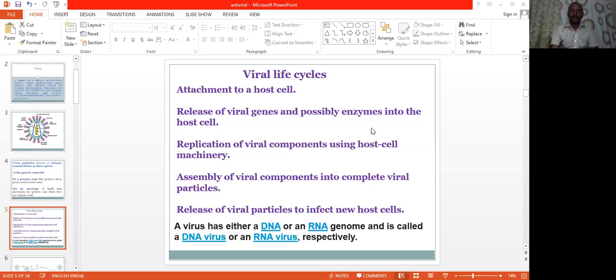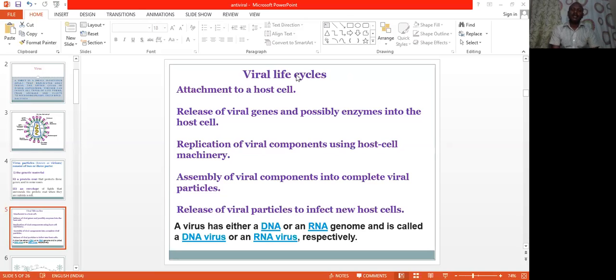Next, as I told you, based on the genetic material, you can broadly classify viruses into two types: either a DNA virus or an RNA virus. DNA virus has deoxyribonucleic acid, RNA virus has ribonucleic acid. This is the basic difference, and these are the broad classifications based on the genome.